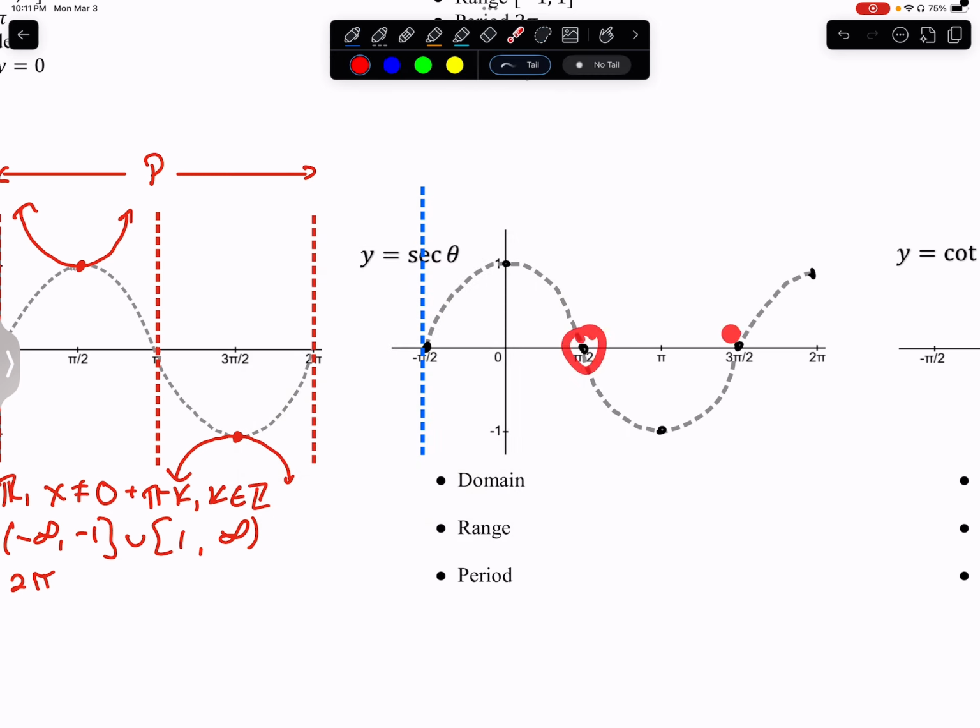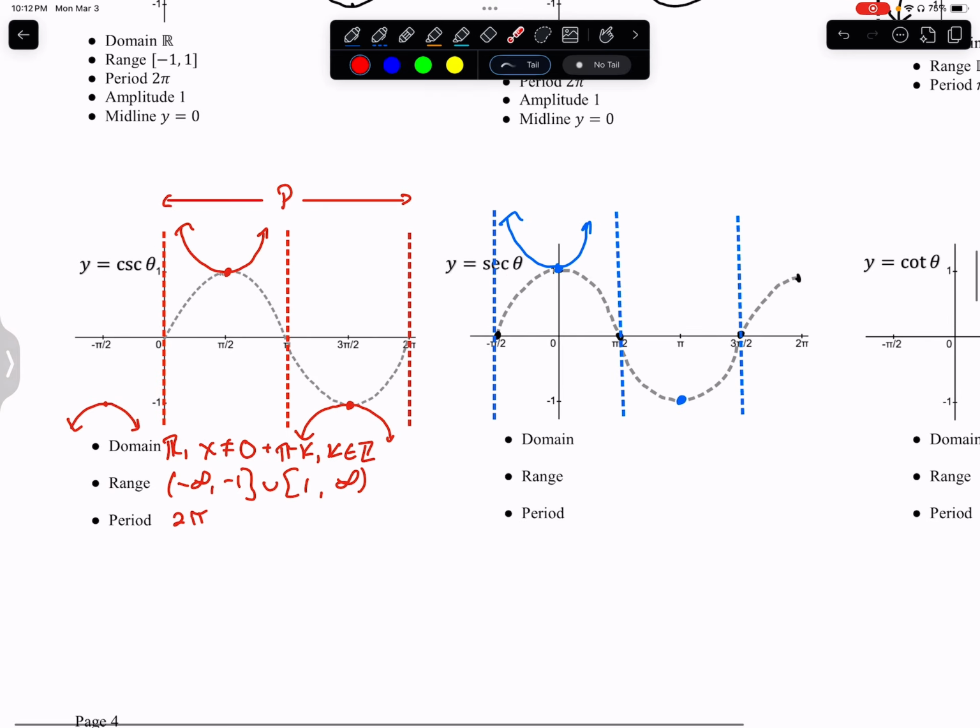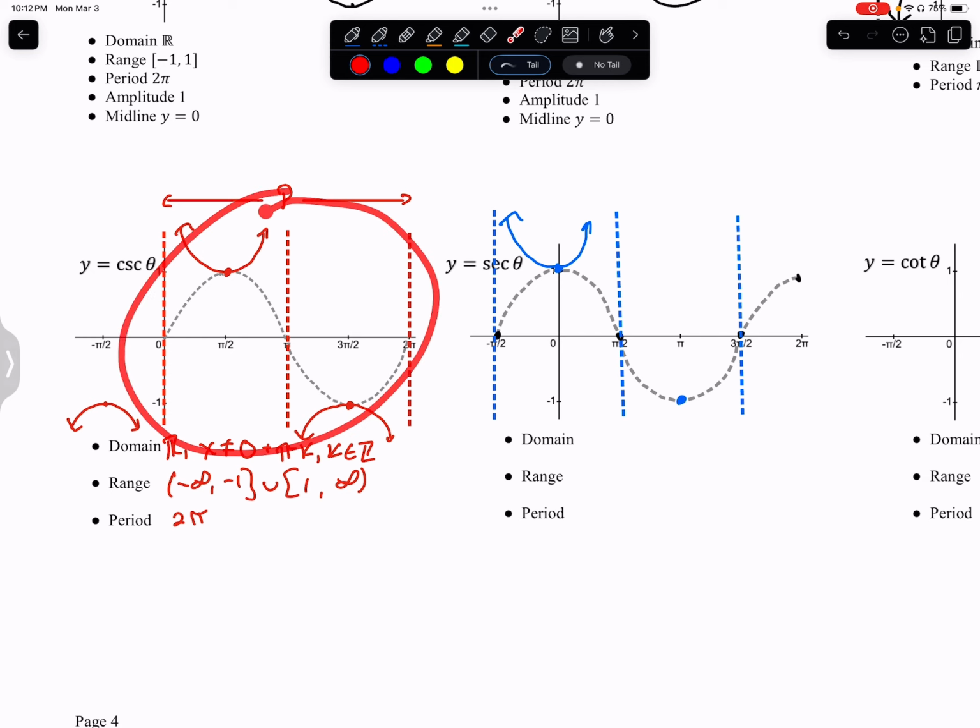I'll just do all the ones that are 0. Reciprocating 0 is going to be undefined. Those are vertical asymptotes. And then every one of these that are 1 or negative 1, reciprocating 1 is 1, reciprocating negative 1 is still negative 1. This is the same graph that we see over here, cosecant, it's just translated to the left 90 degrees.